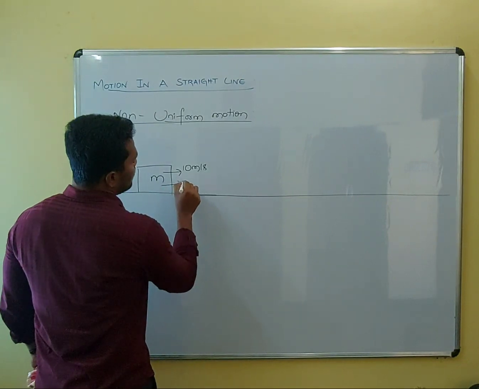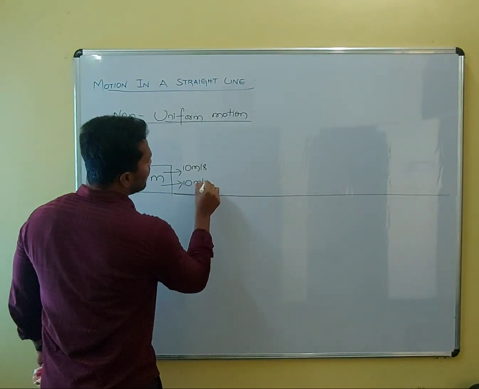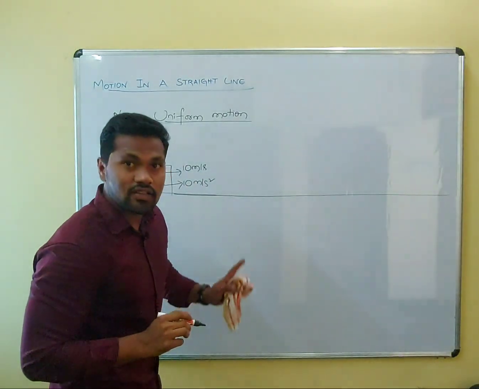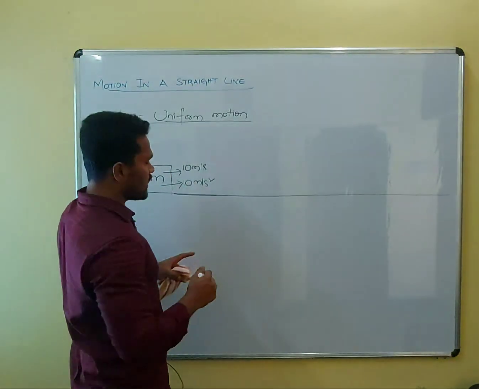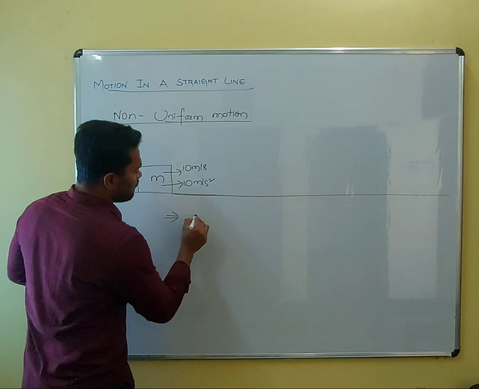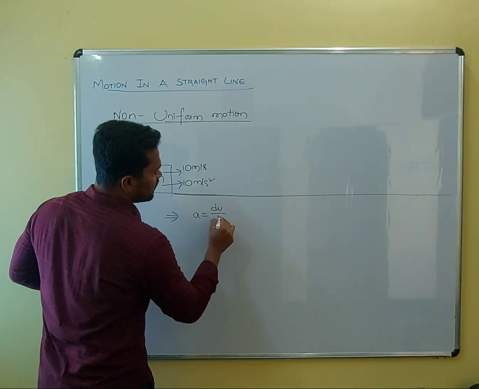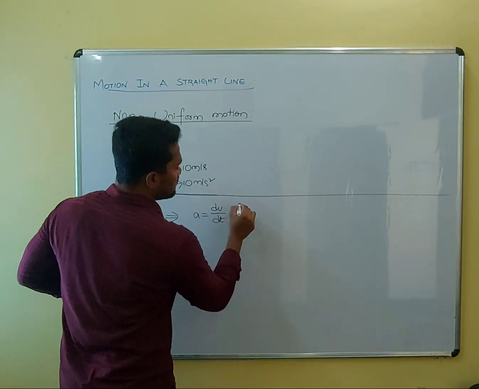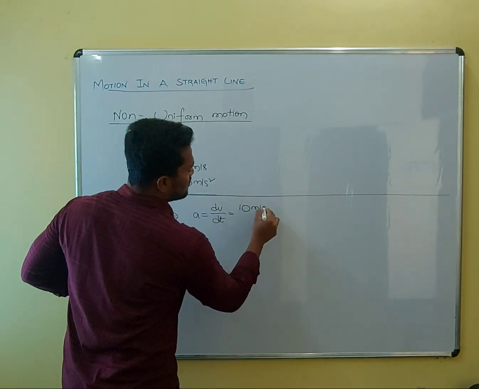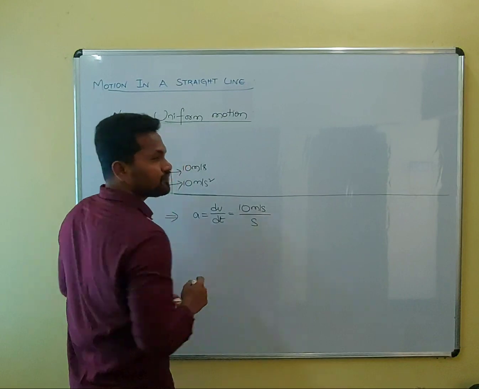So initial acceleration is 10 meter per second square. Initial acceleration is how much? 10 meter per second square. Look at this. What is the meaning of acceleration? Acceleration is change in velocity with respect to time, right? Can I write this as 10 meter per second for every 1 second?